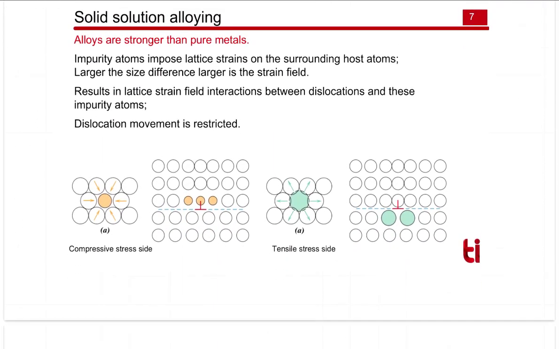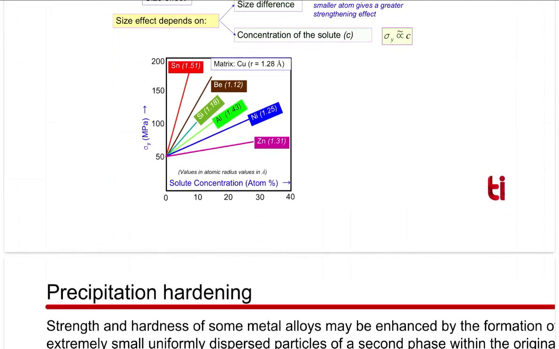The third one is the solid solution alloying. If you add a foreign atom within that material, generally you are making an alloy of copper and zinc. Zinc is going into the copper. If the size of the solute atom is larger than the host metal, then there will be a stress field. If size is large, then there is a compressive field. If size is small, there will be a tensile field. So whenever the dislocation moves, this stress field hinders the motion of dislocation.